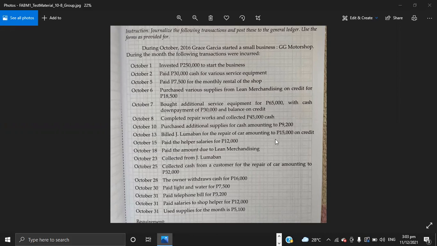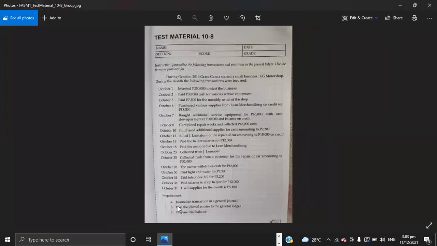So what do we expect? Is it sales or revenue for the services provided? Revenue, that's correct. So we will use revenue instead of sales because it's a service. Okay? And then what are my requirements? First is to journalize transactions in a general journal. So the debits and credits. So I'll be expecting 1, 2, 3, 4, 5, 6, 7, 8, 9, 10, 11, 12, 13, 14, 15, 16, 17. 17 journal entries with debit and credit.